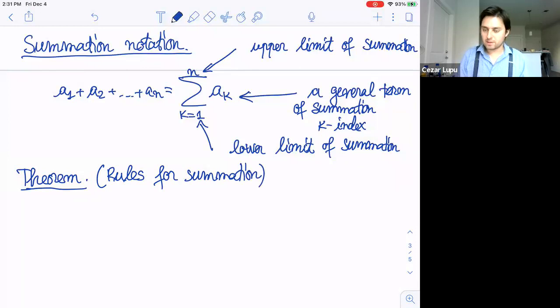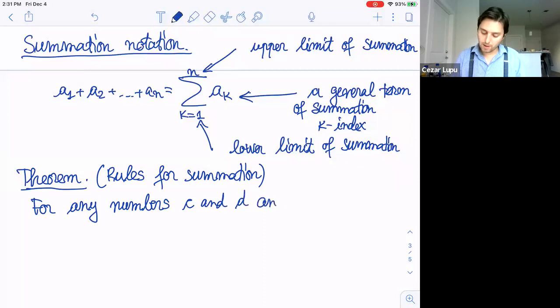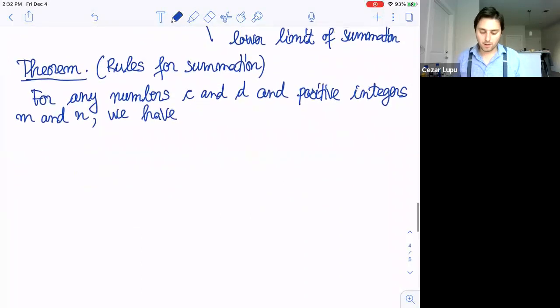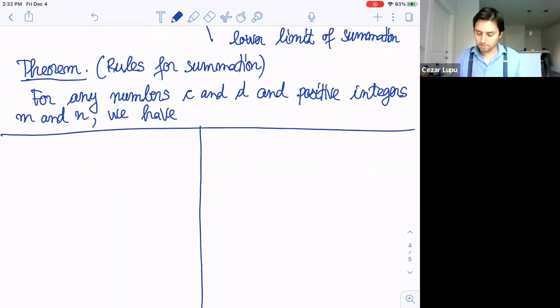So the theorem states the following: for any numbers, let's say C and D, and positive integers m and n, we have the following. And now let me do it like this. Let me draw the following table.